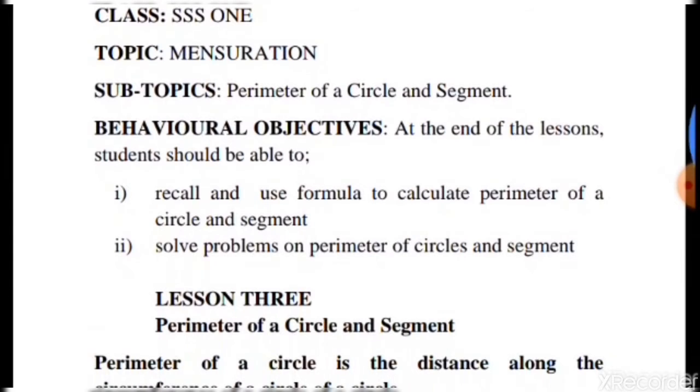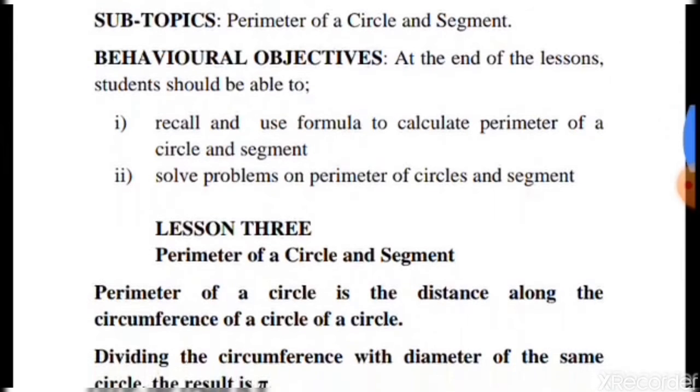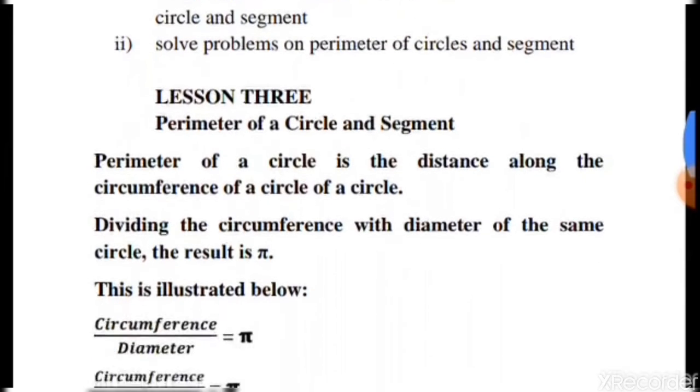Now, let's go back to the business of the day. Perimeter of a circle and segment. But I would like to start with perimeter of a circle. Perimeter of a circle is the distance along the circumference of a circle. Dividing the circumference with the diameter of the same circle, the result is pi. What do we mean? It shows that when you divide the circumference of a circle with the diameter, the result will give you pi. This is illustrated below.